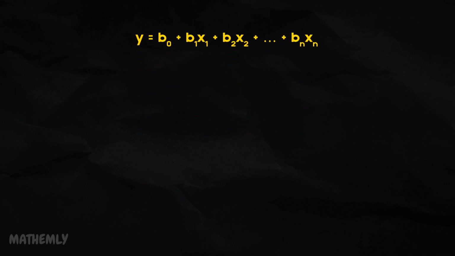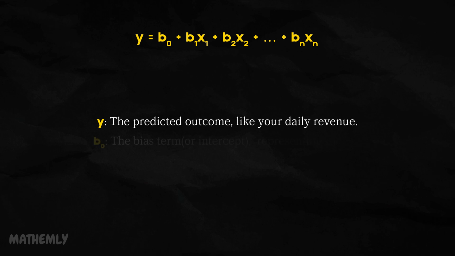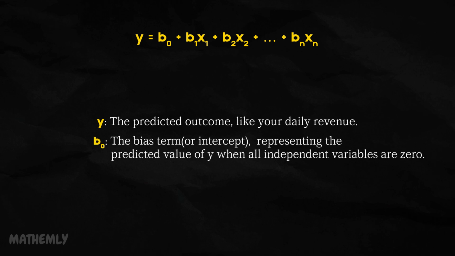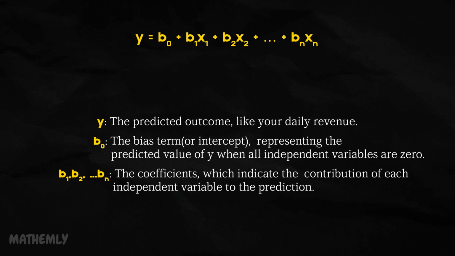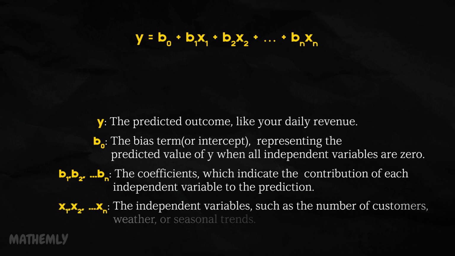Here's what each term means. Y, the predicted outcome, like your daily revenue. B0, the bias term or intercept, representing the predicted value of y when all independent variables are 0. B1, B2, all the way to Bn, the coefficients, which indicate the contribution of each independent variable to the prediction. X1, X2, all the way to Xn, the independent variables such as the number of customers, weather, and seasonal trends.